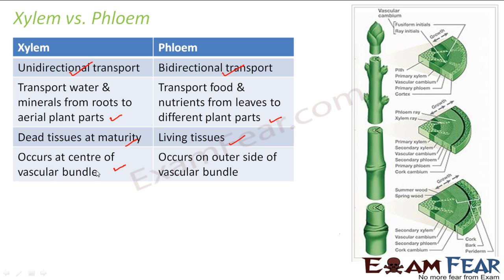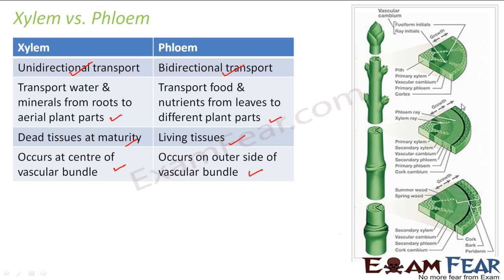Xylem occurs at the center of the vascular bundle. Phloem occurs on the outside of the vascular bundle. So what is a vascular bundle? Xylem and phloem together are known as the vascular bundle. In that vascular bundle, xylem occurs at the center and phloem surrounds the xylem.